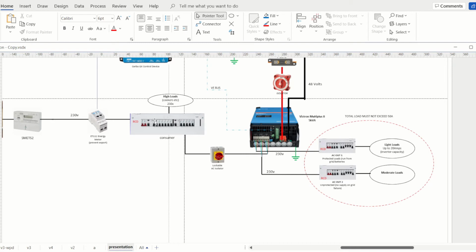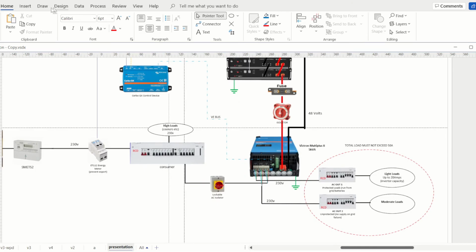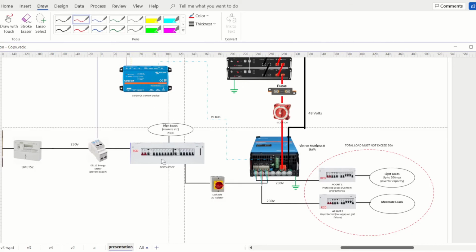This could be your existing consumer unit, but what we've added here is an ET112 energy meter. Because not all of the energy is crossing the Victron anymore, you've got other loads here. You might have a car charger, boilers or what have you, or, as is the case now, you might have other loads coming out here.